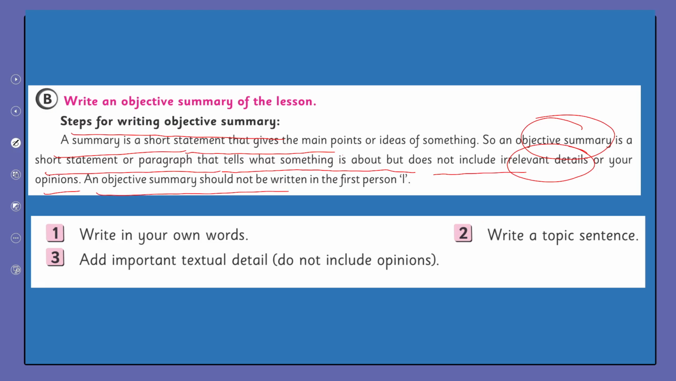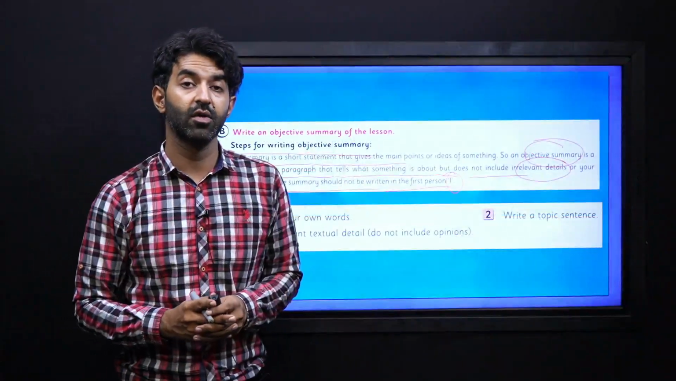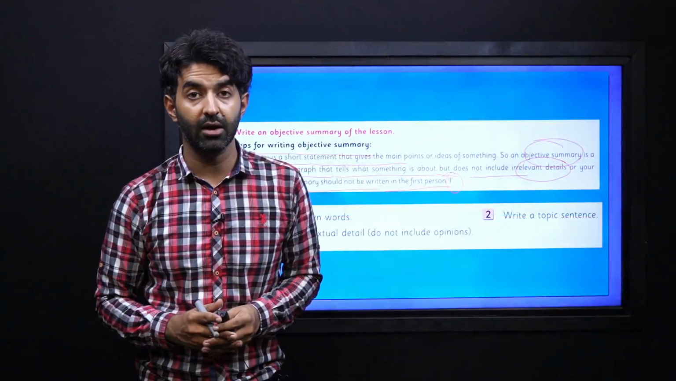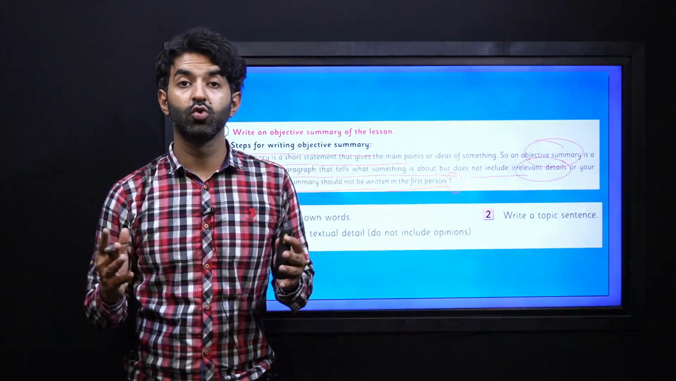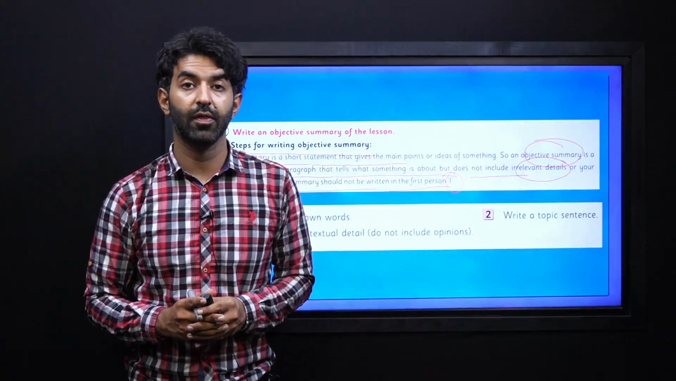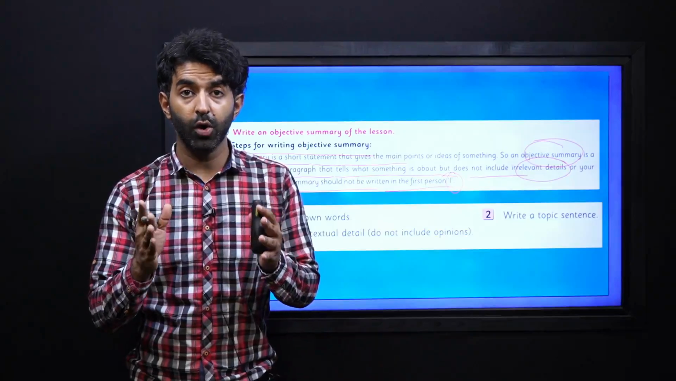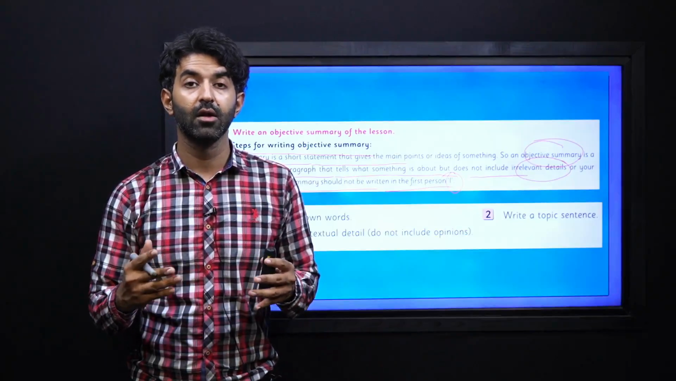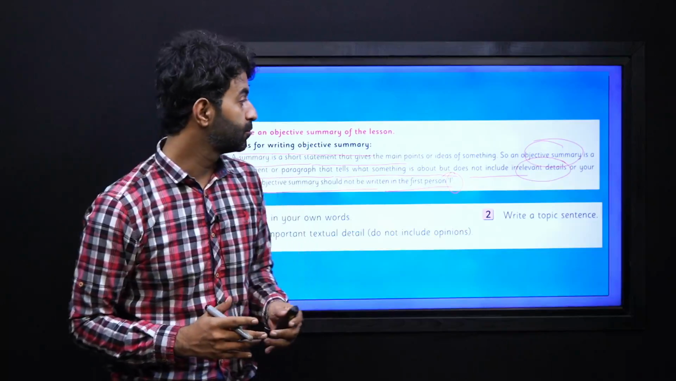An objective summary should not be written in the first person, I. So, it means that we will avoid using the first person narrative. We will be using the third person narrative in our objective summary. You do not include your opinions in the summary. You have to focus on the original text and the things that are included in it.